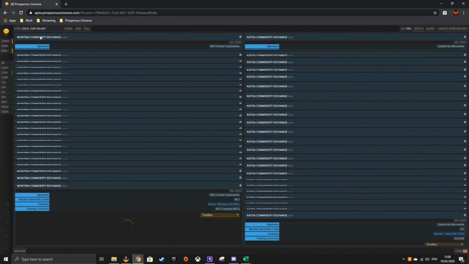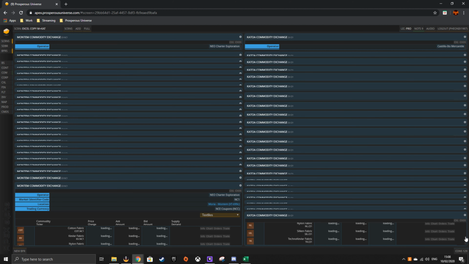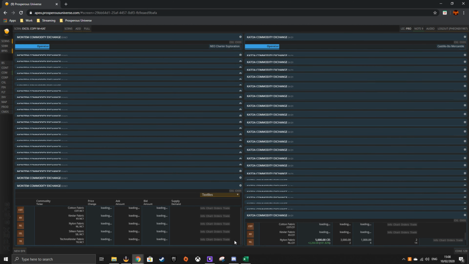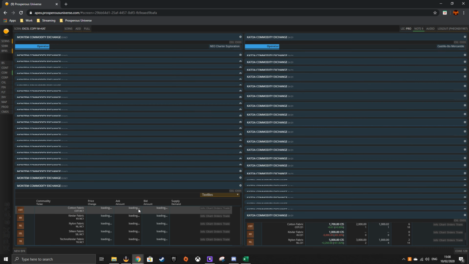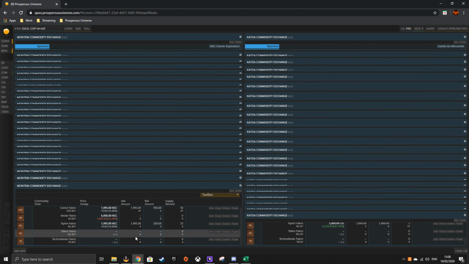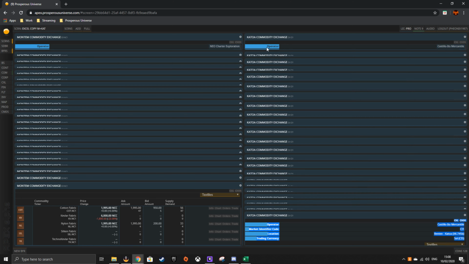So this page contains the Montum Commodity Exchange and the Katoa Exchange. If you do decide to imitate this, just give it enough time so that all of these loadings have gone. Usually the bottom one is the last to load. For some reason it seems to work right to left, and it goes down through these and then down through those. So once that bottom one fills in and this bottom one is filled in, you can be pretty certain that all of the prices are in.